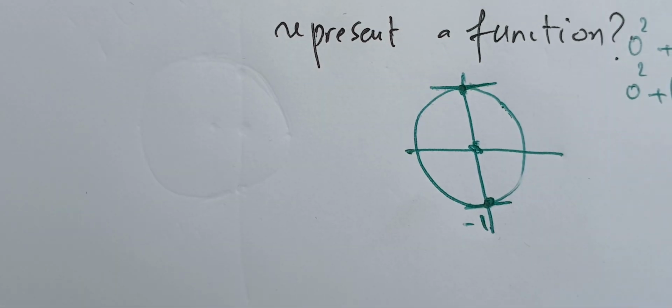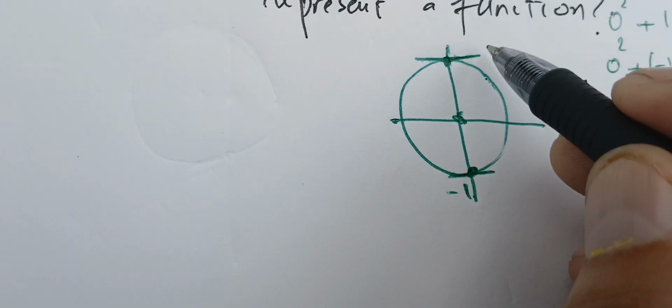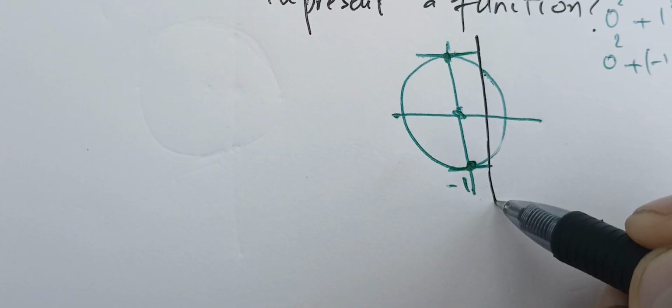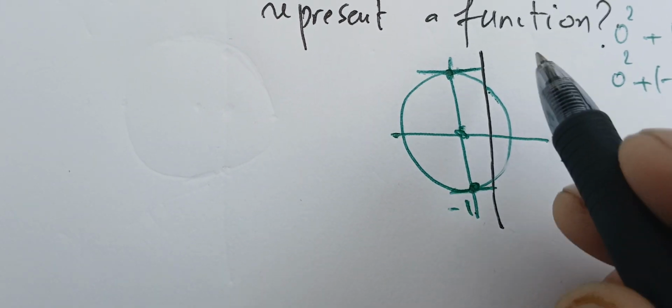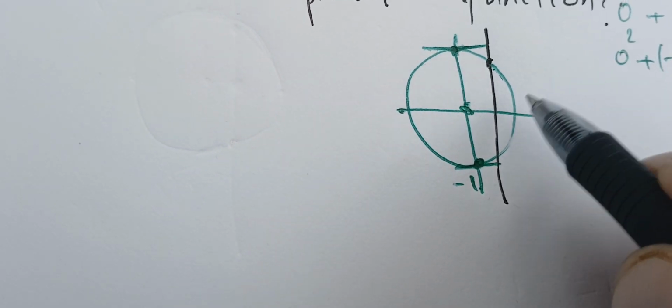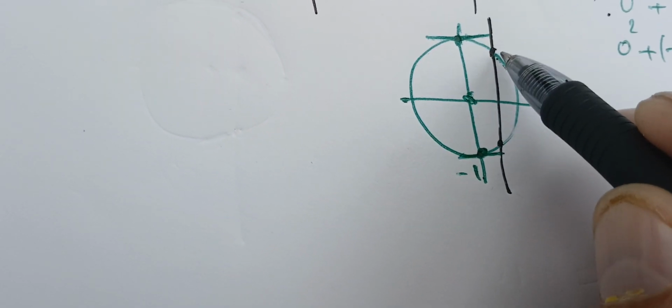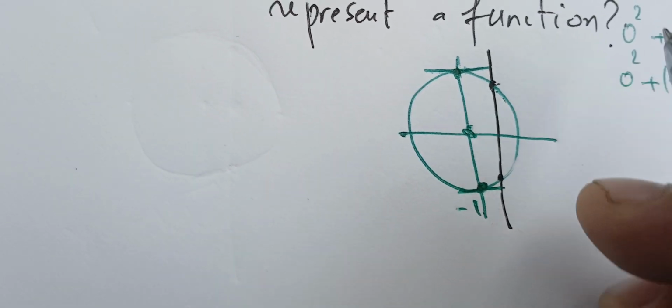Another thing that we can do is the vertical line test. Okay, so we can draw a line that's parallel to the y-axis, and it hits the circle here on 2 points. So that means this is not a function.